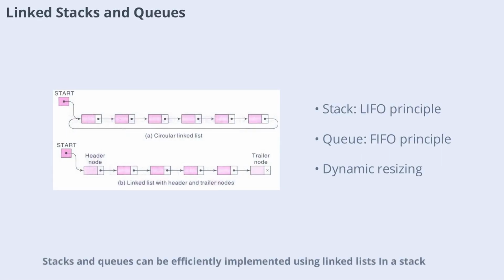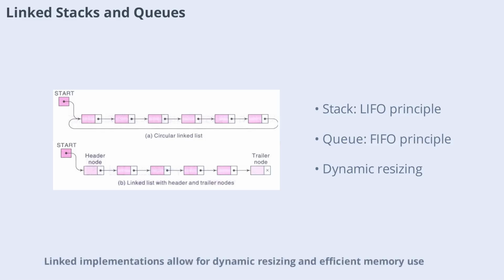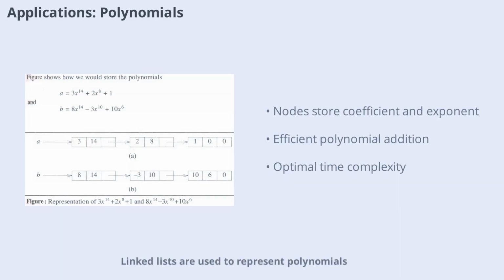Stacks and queues can be efficiently implemented using linked lists. In a stack, nodes are added and removed from the top, following the last in first out (LIFO) principle. In a queue, nodes are added at the rear and removed from the front, following first in first out (FIFO). Linked implementations allow for dynamic resizing and efficient memory use, making them ideal for applications where the number of elements changes frequently.